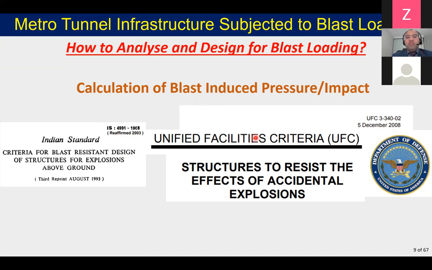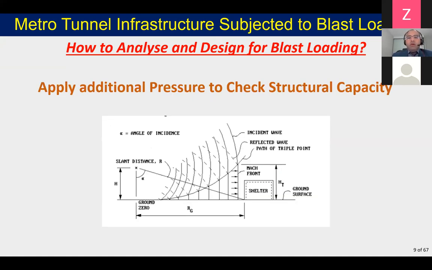It gives you a pressure profile, and how you apply that pressure profile is also given in this manual, so you can just use it to get the blast loading for different blast scenarios in your structure. Then once you get the blast load and you have the safe static design, you apply that increased loading in your design with different scenarios, which are specified by UFC 3-340, and based on that, you check your structural capability, whether your structure is able to support this kind of increased pressure condition or not. If it can, you don't need to do anything, but in most cases it cannot.